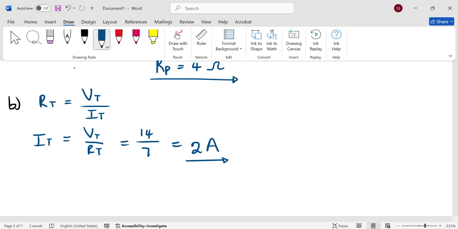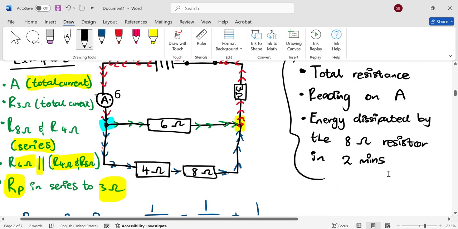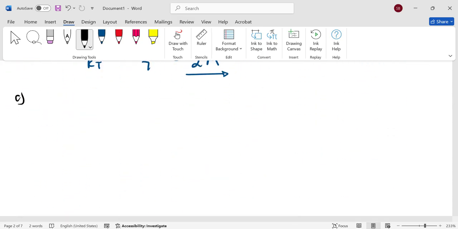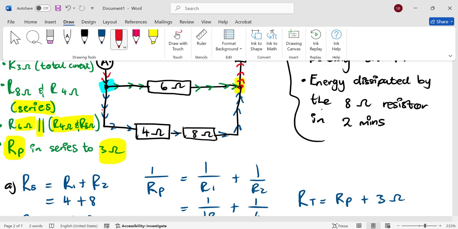And that is it. The next question wants us to calculate, I don't know what. Let's go and see. The next question wants the energy dissipated by the 8 ohm resistor in 2 minutes. So there we go. Sorry, I lost my train of thought. What resistor are we looking at? That would be the 8 ohm resistor.